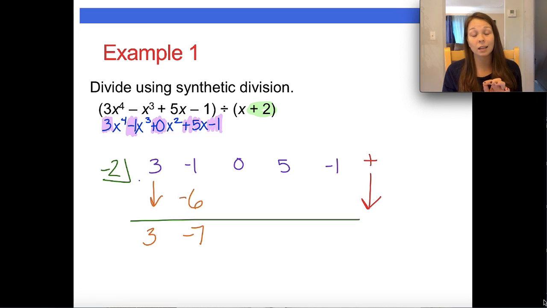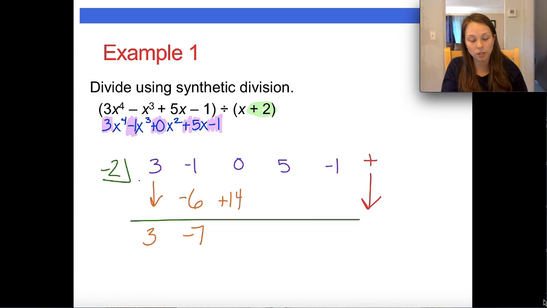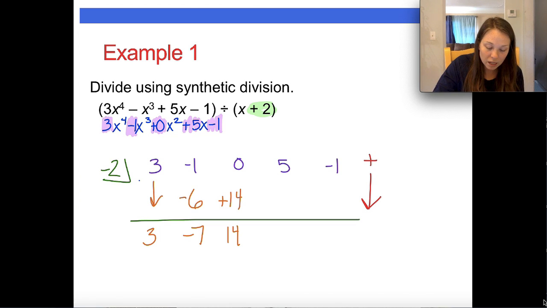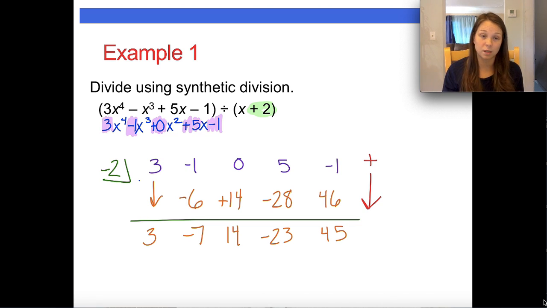The number underneath the line, negative 7, times the number in the box, negative 2, gives me a positive 14. Adding straight down, 0 plus 14 is 14. 14 times negative 2 is negative 28. 5 plus negative 28 is negative 23. Negative 23 times negative 2 is a positive 46. And then negative 1 plus 46 is 45. So this is where I end up with these numbers. These numbers underneath the line are my answers.